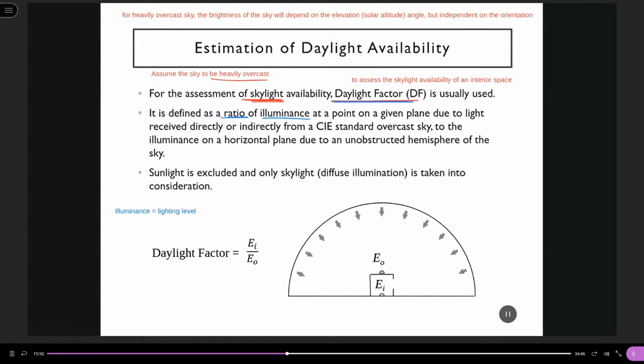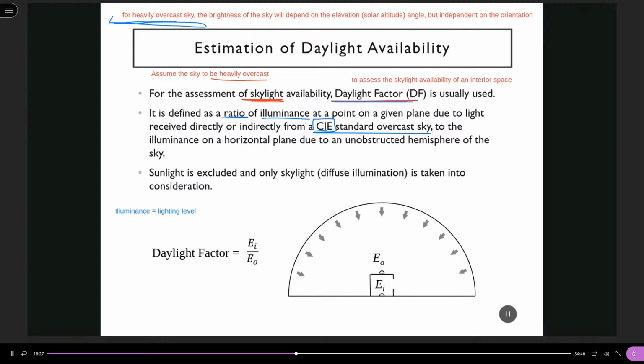Okay, so daylight factor is a ratio of illuminance at a point on a given plane due to light received directly or indirectly from a CIE standard overcast sky. So this CIE standard overcast sky is what I have mentioned, the heavily overcast sky. CIE is an international organization about lighting engineering. So CIE standard overcast sky is a heavily cloudy sky.